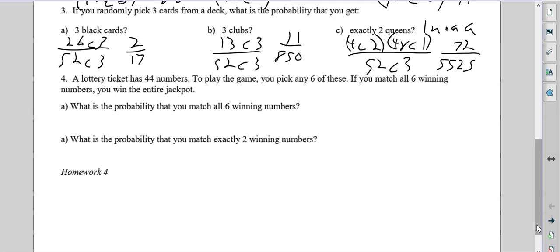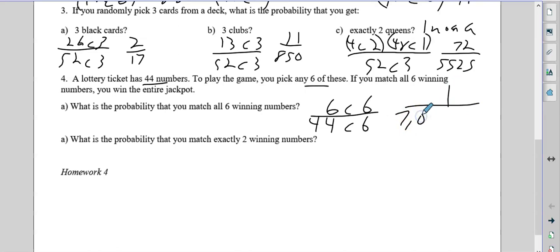All right, last example. A lottery ticket has 44 numbers. When you play, you pick 6. If you match all 6 winning numbers, you get the entire jackpot. So what is the probability of getting all 6 numbers? So that means you're hitting 6 out of 6. And there's 44 numbers. So that is 1 out of 7,059,052. Very small odds. Small probability, I mean.